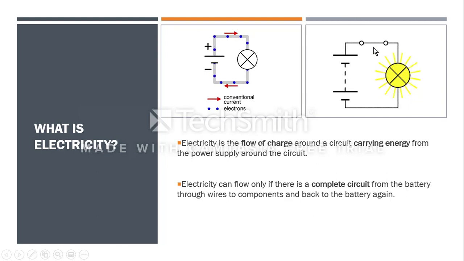So let's say once our switch here is open, no electricity will flow because the electrons can't pass through this if it's open, right? But as soon as the switch closes, the bulb lights, right? So that means once we have a full closed circuit, we have electricity passing through.